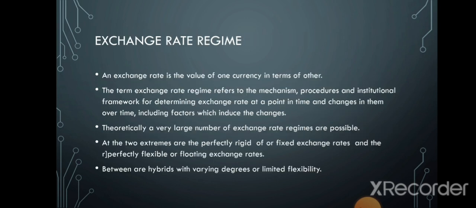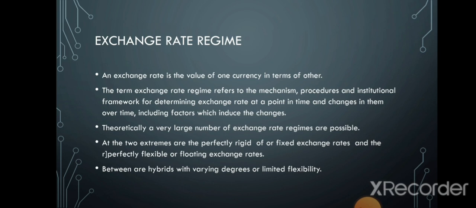Okay, so there are different methods of making the balance of payments equilibrium, which we call exchange rate regimes. What is this exchange rate regime? You know what an exchange rate is? It is the value of one currency against the value of the other, or the value of one currency in terms of the other. The term exchange rate regime refers to the mechanism, procedure and institutional framework for determining the exchange rate at a point in time and changes in it over time, including factors which induce the changes.